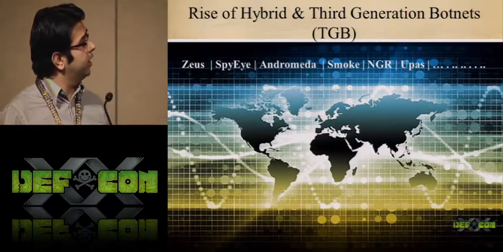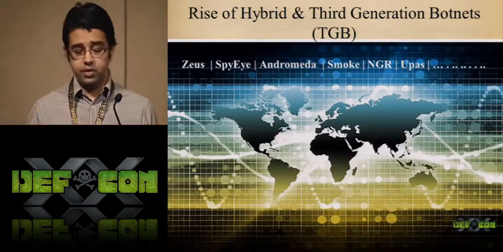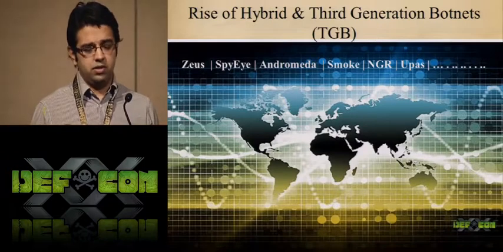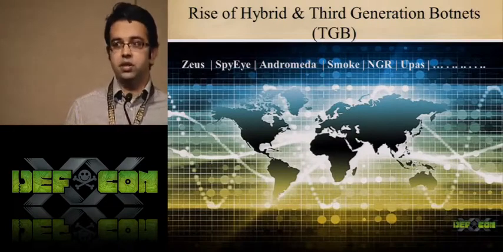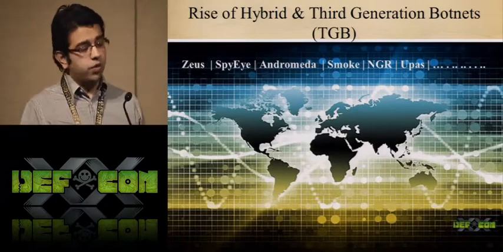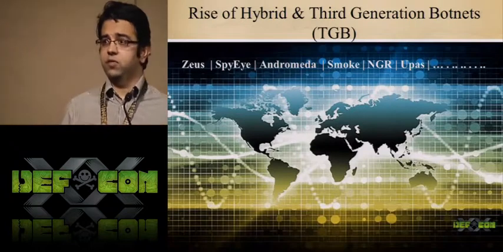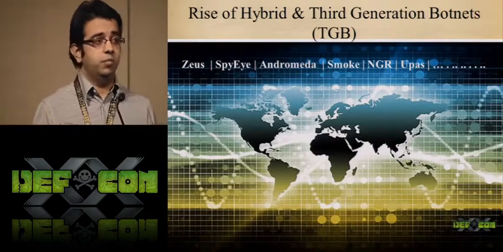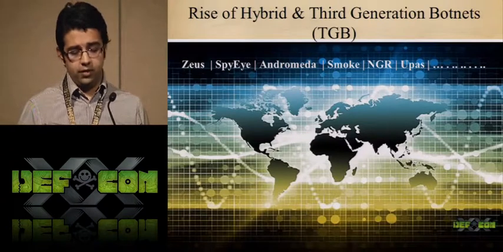It started with Zeus, then came SpyEye, and at present we are looking at Andromeda and Smoke. NGR existed about six months ago and is still going fine, but not that much. Its place has been taken by Andromeda and Smoke, and the upcoming one, which is being built nowadays, is called UPass bot. Why hybrid? Because some botnets acquire properties or characteristics of other botnets. For example, SpyEye harnessed the power of Zeus in getting the web injects concept, and NGR uses a similar thing.